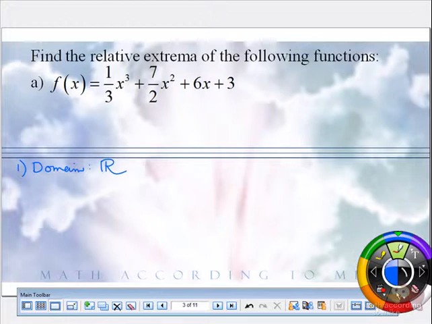Step 2. This is where we do the critical numbers. Find any critical numbers. How do we find critical numbers? Very good. We find where the derivative is 0 and does not exist. So what's the derivative? Well, careful. It would be 3/3 x squared. Yep, so x squared.